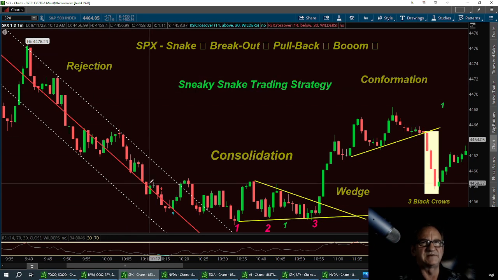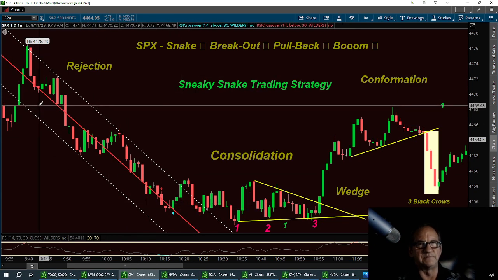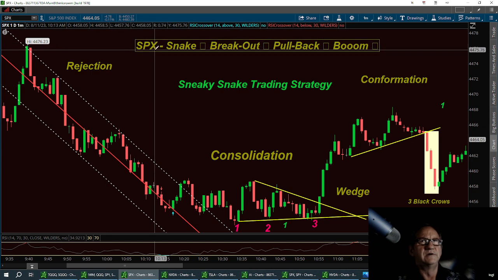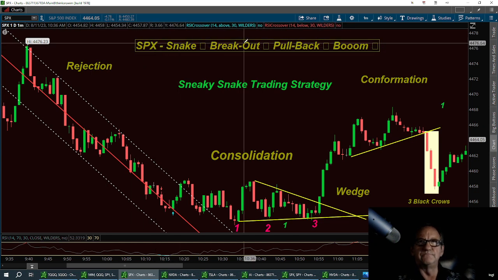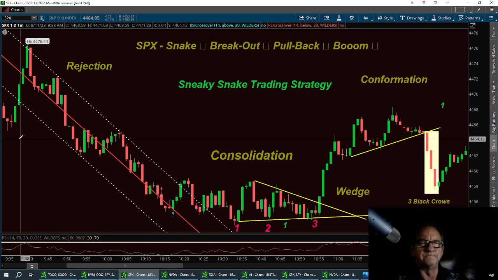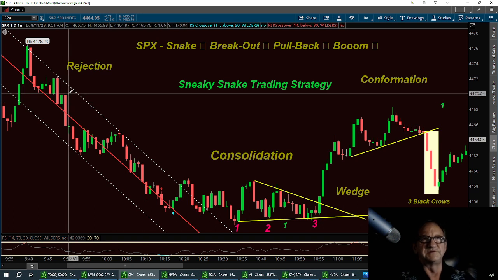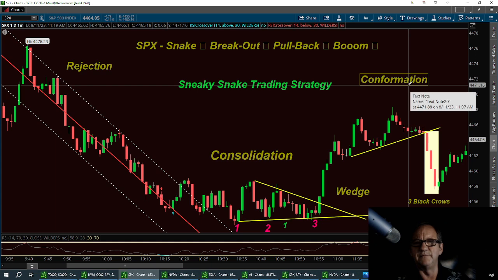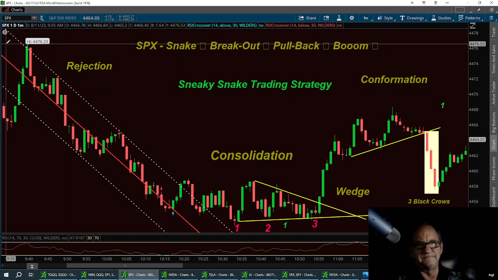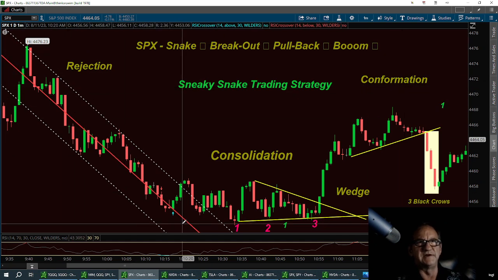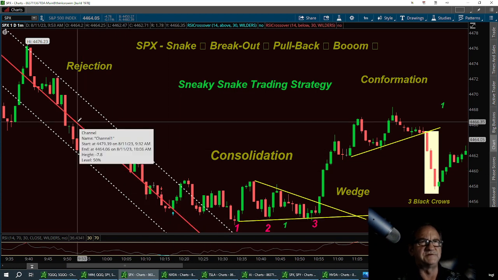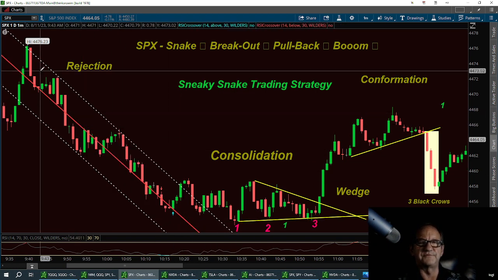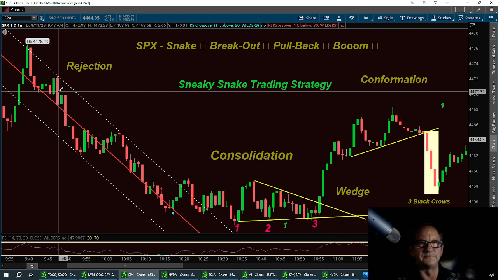So we had a big snake right here, and I always talk about my strategy. It's called snake breakout pullback boom. It's a strategy of rejection, consolidation, and confirmation. So what we have here is the snake as we go into a downhill channel, and this strategy is built on the number 3, sometimes number 3.